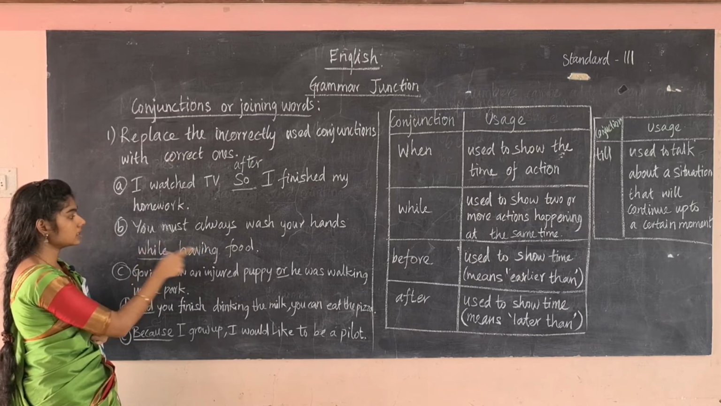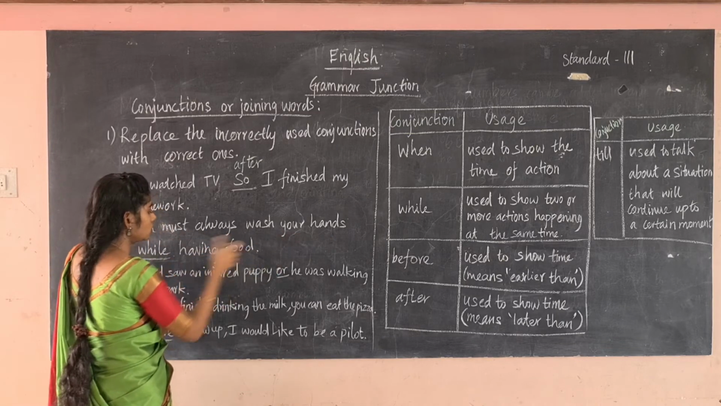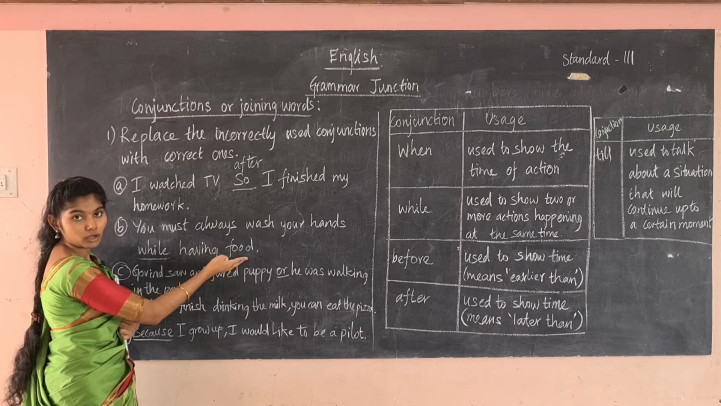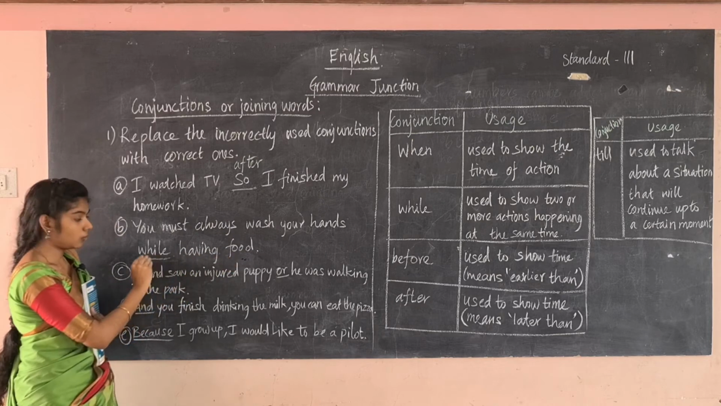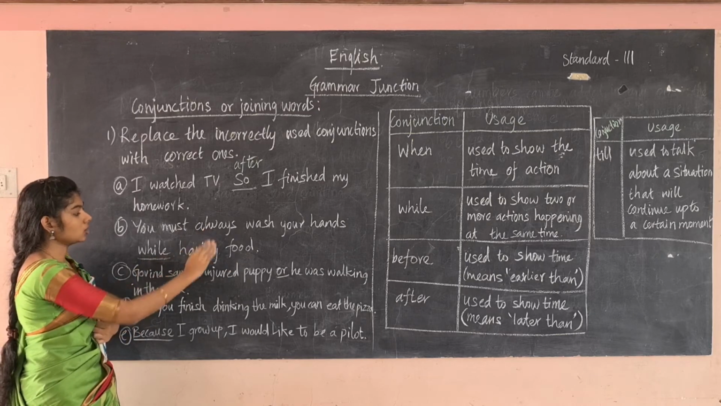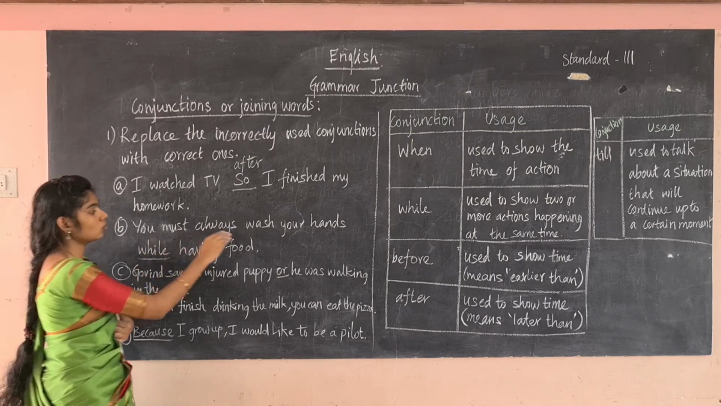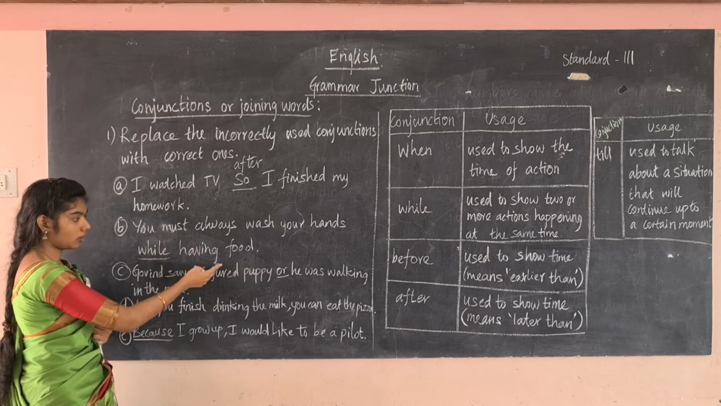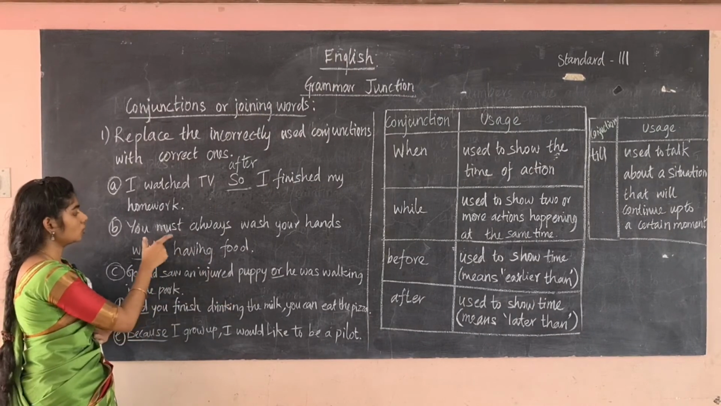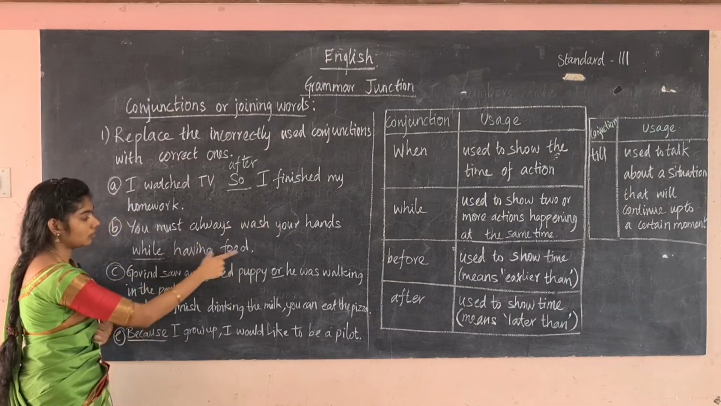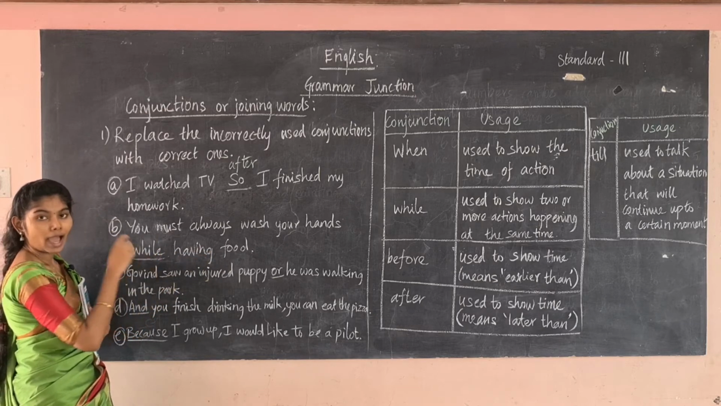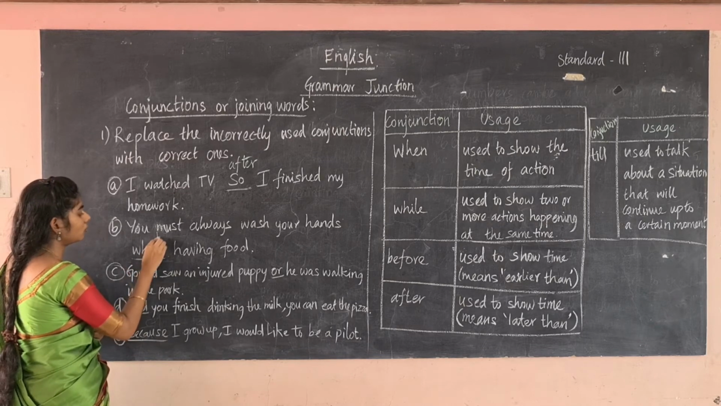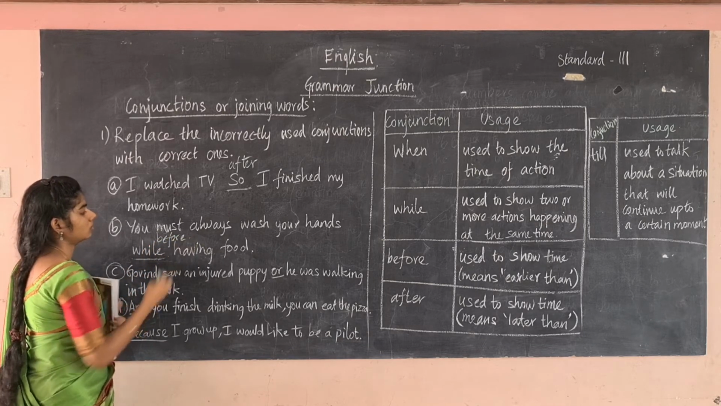While means happening at the same time. You must always wash your hands while having food means you are washing the hands at the same time, like that the meaning is given here. So which is wrong. So you have to use before. Before eating you have to wash your hands. After means after eating you have to wash your hands. Like that also same thing. Before having food, you have to wash. After eating also you have to wash your hands. So here the suitable word is before.